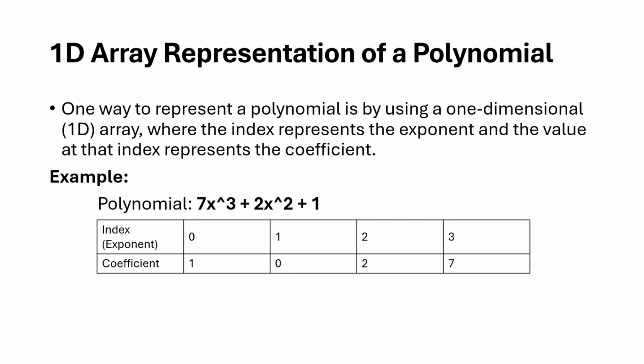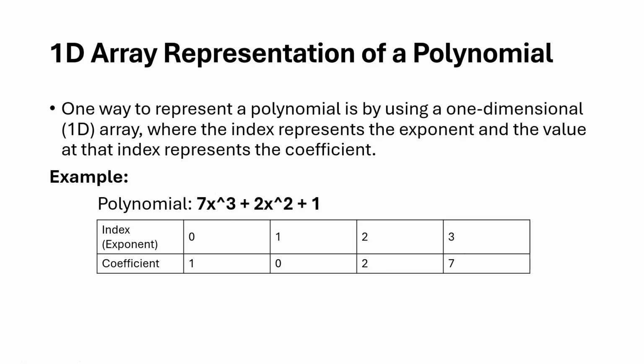Next, we have 2x squared. So in the second index, what will we store? The coefficient of x squared. And we have the last term, 7 into x to the power 3. So in the third index, we can store 7. So you can say this is a very memory efficient representation of the polynomial in a 1D space.